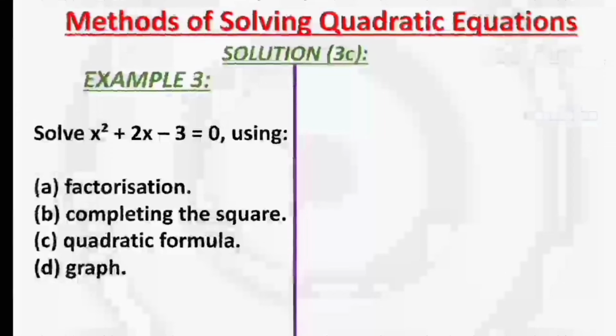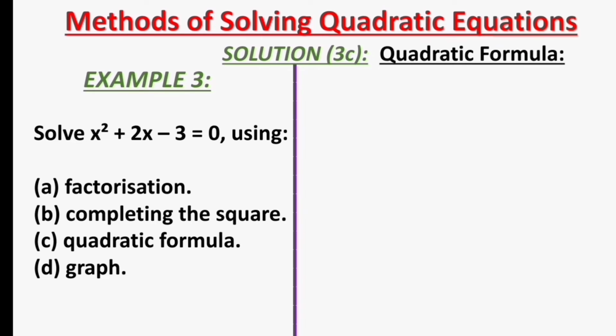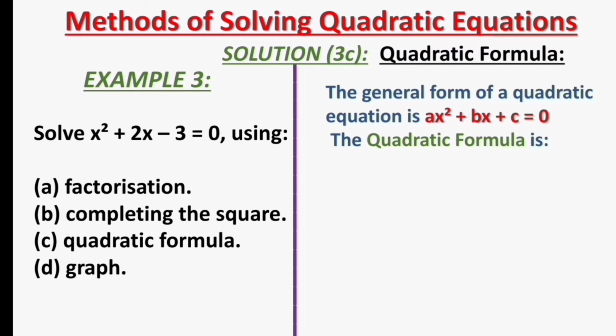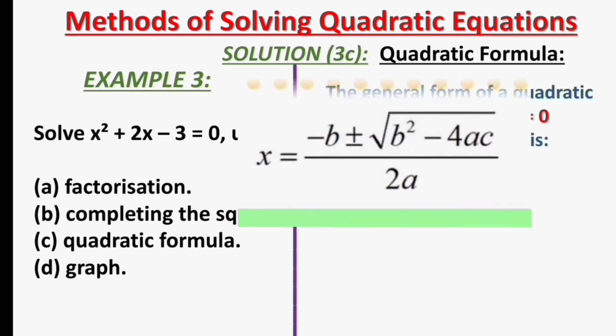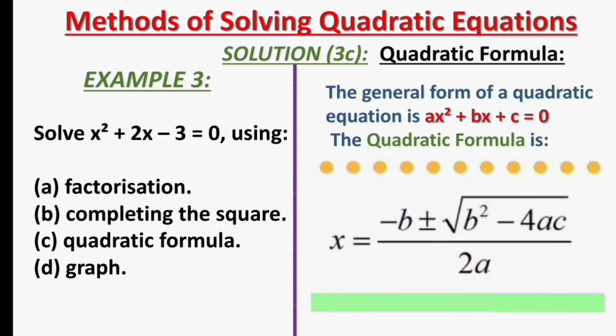Moving on, let's see how we can solve this quadratic equation using the quadratic formula. Now the general form of a quadratic equation remains ax squared plus bx plus c is equal to 0. Now what is the quadratic formula? The formula is x is equal to minus b plus or minus root b squared minus 4ac, divided by 2a. Please take note of this formula.